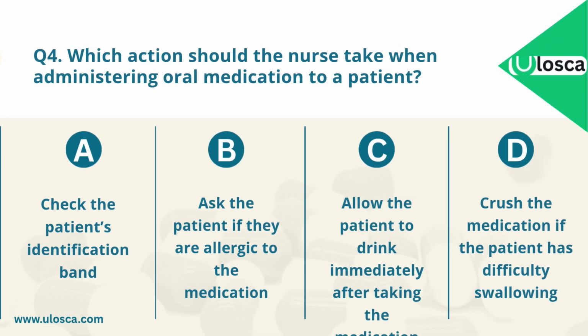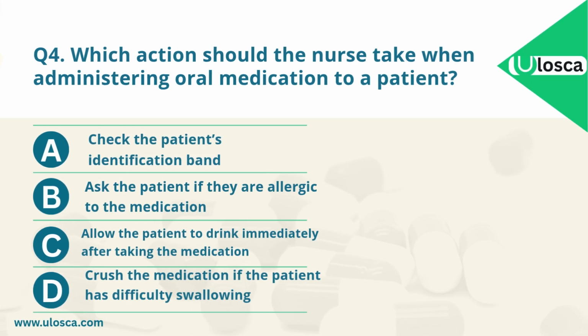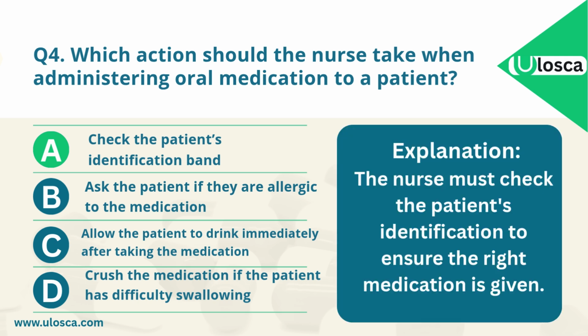Question 4. Which action should the nurse take when administering oral medication to a patient? A. Check the patient's identification band. B. Ask the patient if they are allergic to the medication. C. Allow the patient to drink immediately after taking the medication. D. Crush the medication if the patient has difficulty swallowing. Which one is the correct answer? The correct answer is A. Check the patient's identification band. Explanation. The nurse must check the patient's identification to ensure the right medication is given.